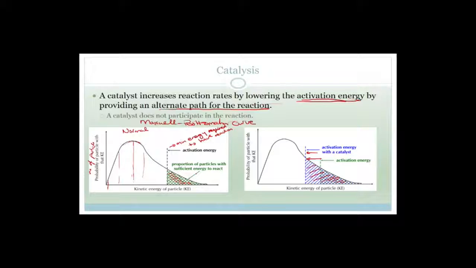Because remember that we said from the collision theory that in order for particles to have a reaction, three things have to happen. One, they have to collide. Two, they have to have sufficient energy. And three, they have to have the correct orientation. So now we are saying that all these particles definitely have enough energy. So all we have to do is get them colliding with other particles that have the correct orientation.